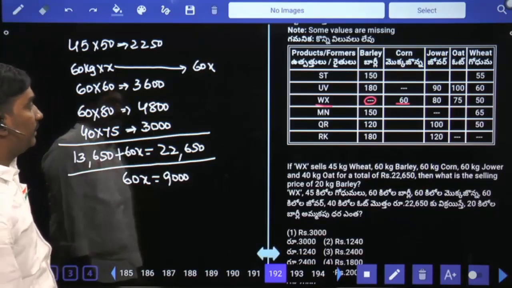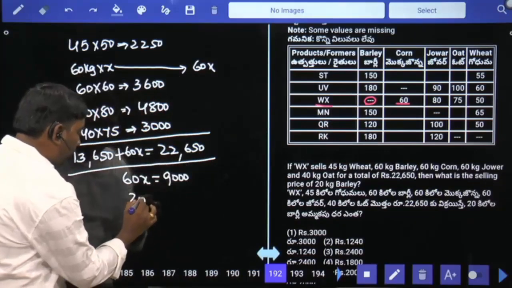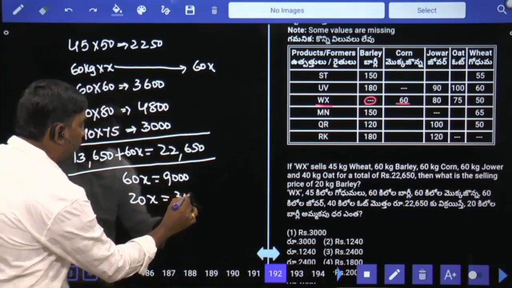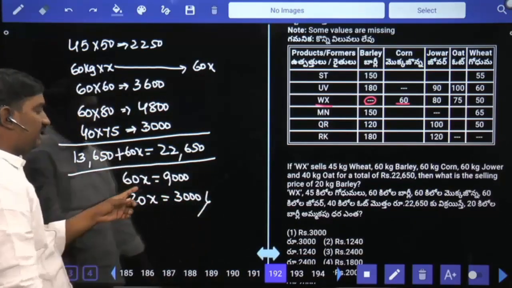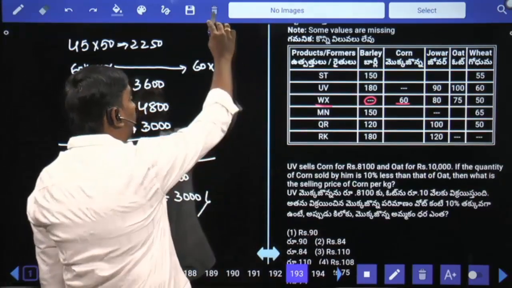Question is about 20 kg barley. Barley cost is X rupees per kg. 20 kg barley means 20x is how much? 60x value 9,000, so 20x value 3,000 rupees. Next.